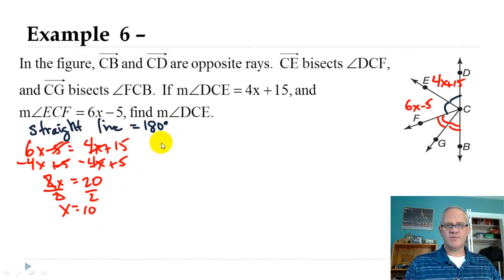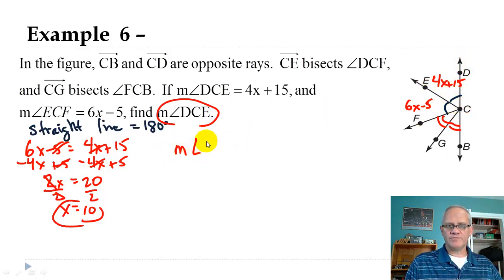Now, what were we being asked for? Let's see. Find DCE. We found x, which we had to find, but we're going to plug it in to find DCE. So DCE is 4x plus 15. And I just noticed something else that I didn't mention to you. See how this has the little m in front of it? That's talking about the measure. All that means is the measure of angle DCE. If you just said angle DCE, you're talking specifically about the angle. If you say the m in front, that means the measurement or the degrees, basically.